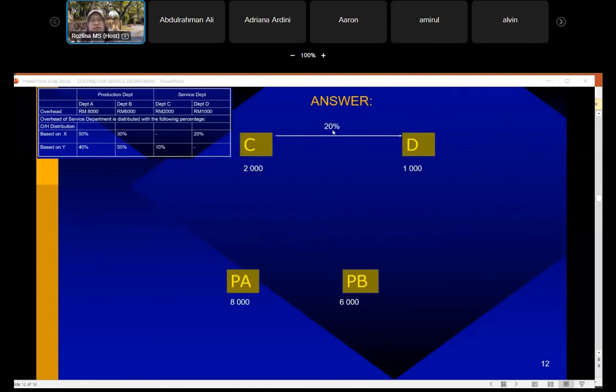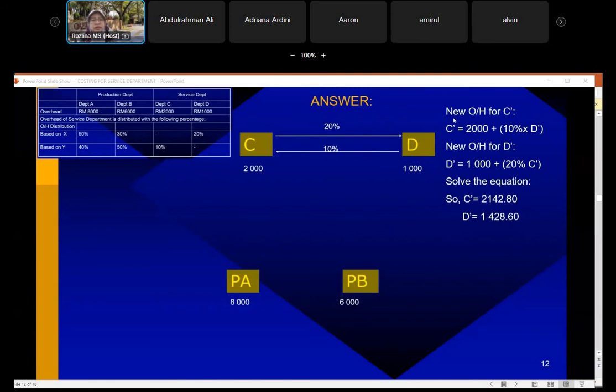C gives service 20% to Department D. And also yang lain-lain lah. And Department D give service to C ni 10% and the others. So ni 10%, D give service to C. Now you calculate based on the simultaneous equation. Okay. What is the C dash?